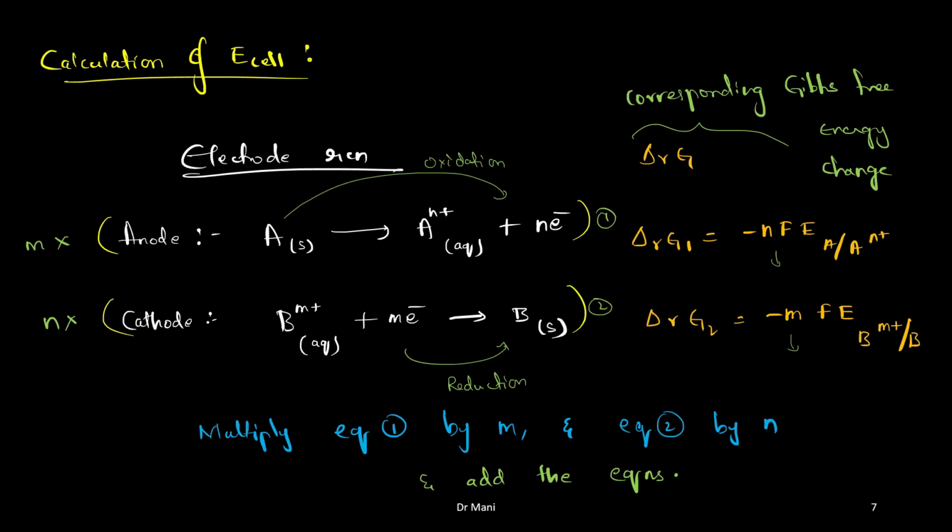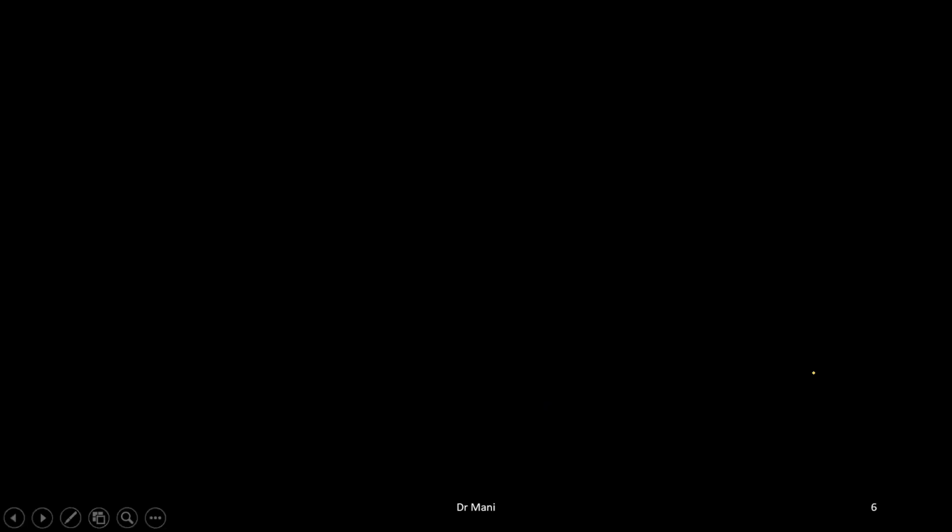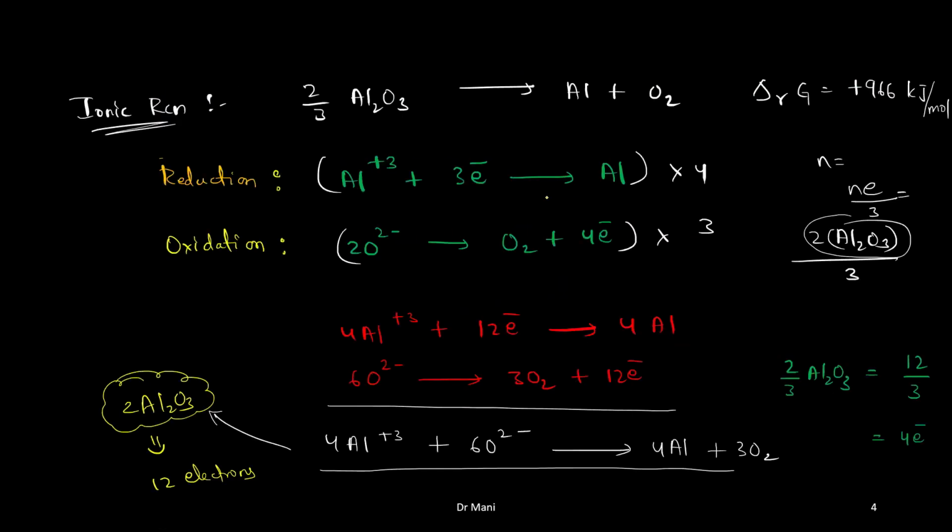Understood, guys? Any doubts? See, the same thing we did here. See here, 3 electrons, 4 electrons. In order to balance, 4 into 3. But I told you in this way because I didn't explain this at the time. But now you understood.